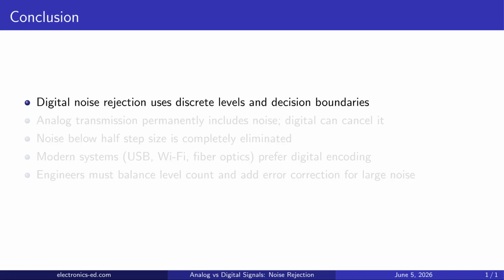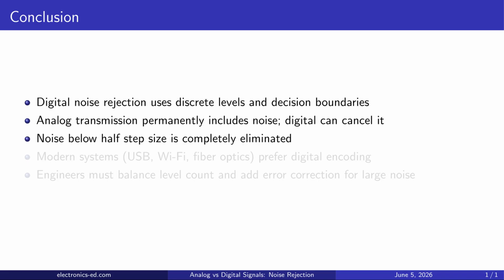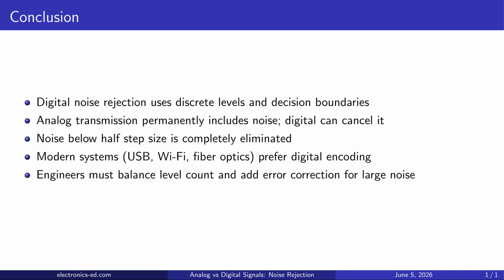To summarize, digital noise rejection relies on discrete voltage levels and decision boundaries. Analog transmission permanently includes noise in the signal, while digital systems have the ability to cancel it out. Any noise that stays below half the step size is completely eliminated by the receiver. That's why modern systems like USB, Wi-Fi, and fiber optics all prefer digital encoding. Engineers must carefully balance the number of levels and add error correction to handle large noise.